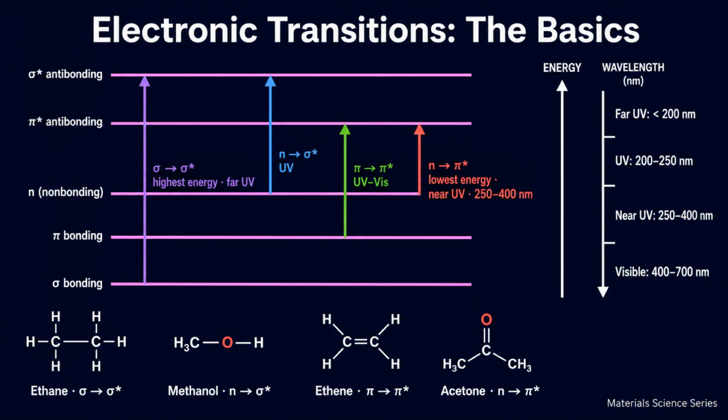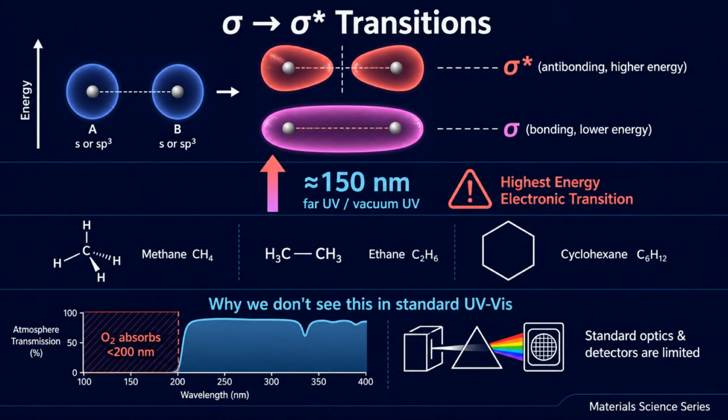like carbonyls. Sigma to sigma star transitions require the highest energy, occurring around 150 nanometers in the vacuum UV region. This wavelength is absorbed by atmospheric oxygen, so standard UV-vis instruments cannot detect these transitions. Saturated hydrocarbons like methane, ethane, and cyclohexane only show sigma to sigma star absorptions, making them effectively transparent in routine UV-vis measurements. This is actually useful, since these compounds can serve as solvents.